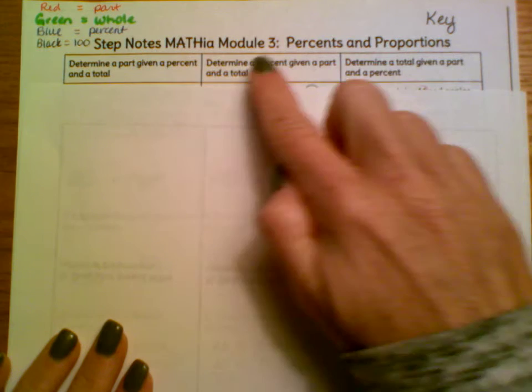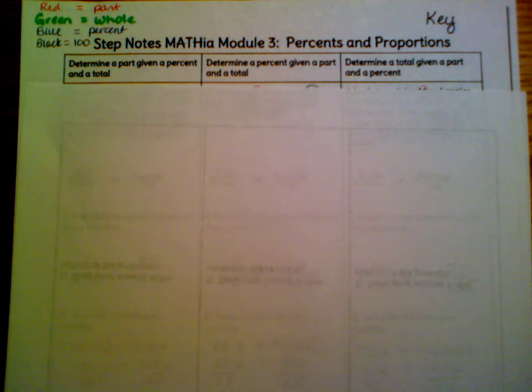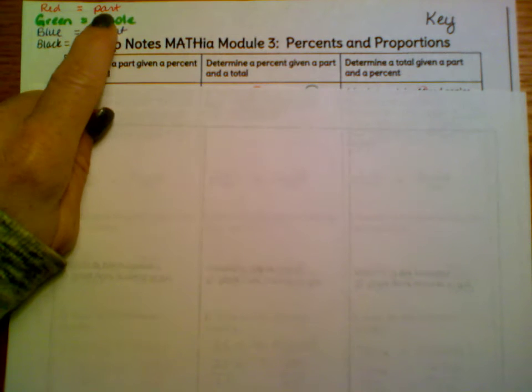So we're going to do 3 different types of problems here. First one says to determine a part given a percent and a total. So I'm determining a part, so I'm determining the red here. I'm just going to go in order through this.